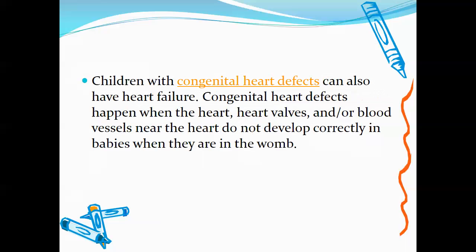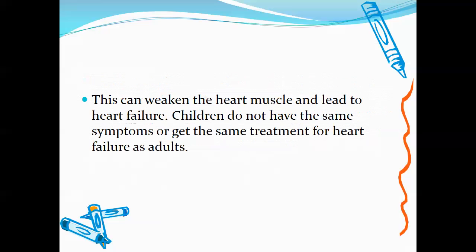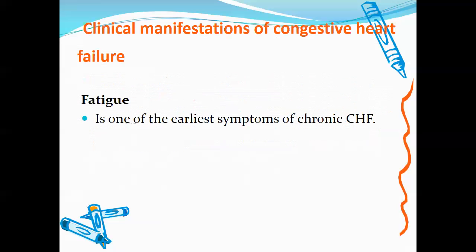Okay. Children with congenital defects, children with patent foramen ovale, shunting defects, or other congenital heart defects, or valves or blood vessels near the heart that don't develop correctly are at risk for heart failure. This can weaken the heart muscle and eventually cause it. We don't treat them the same. They don't have the same symptoms, so it's not really what we see.